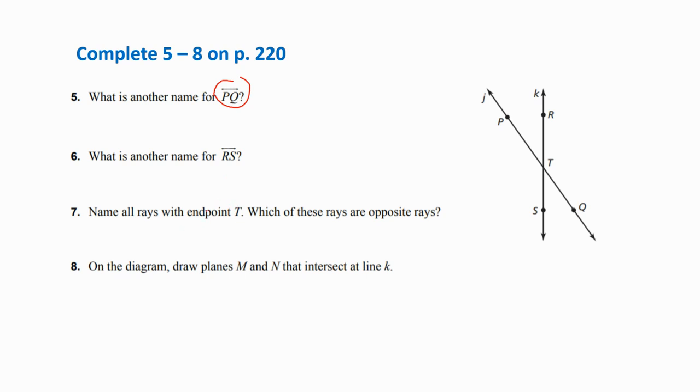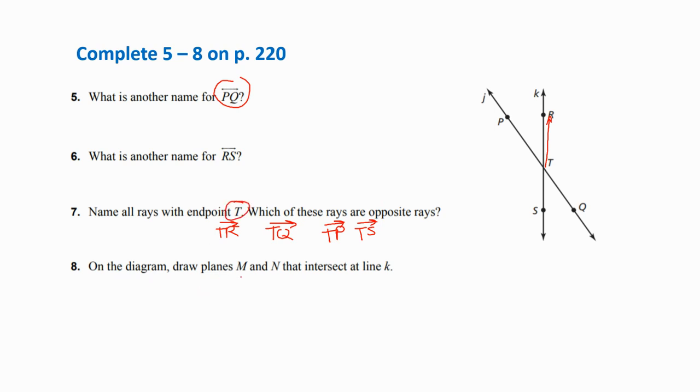Number 7, name all the rays with endpoint T. There are tons of answers here because you could say TR, with the arrow that way. That's from T going to R and past. We could say TQ. We could say TP. We could say TS. All of those are rays with the endpoint T.